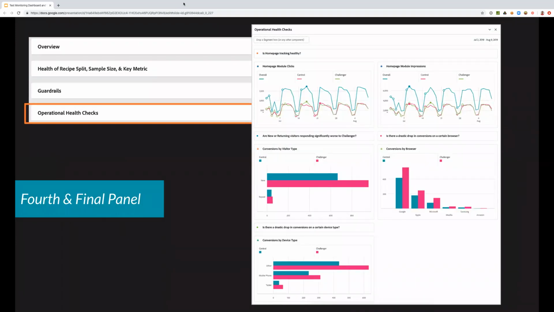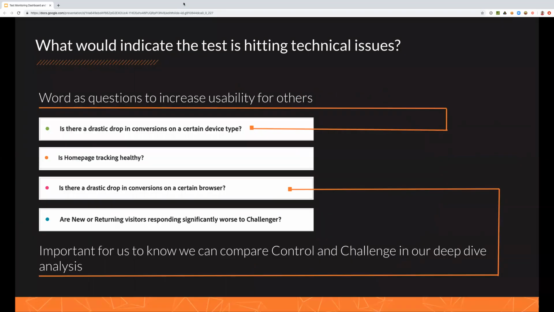And so our operational metrics are going to be our fourth and final panel in our template. Again, making it very easy to distinguish control and challenger and visual cues of how each are kind of performing. And another thing we do is, in those titles, to break up the panel, we like to word our questions so that if I were to answer yes to any one of these questions, that means there's an issue.